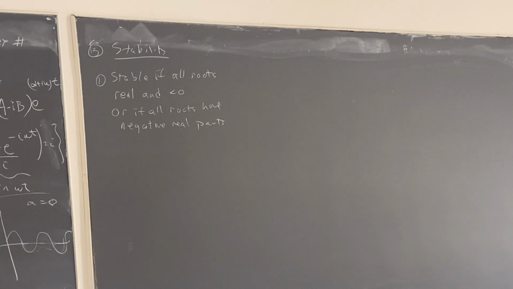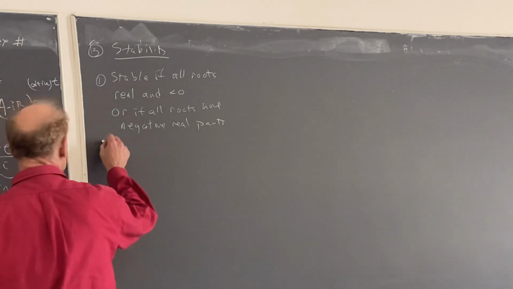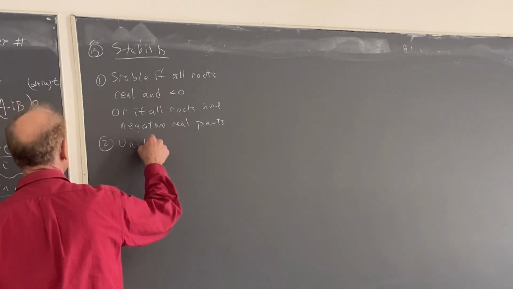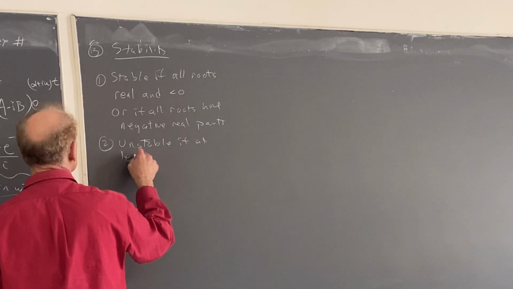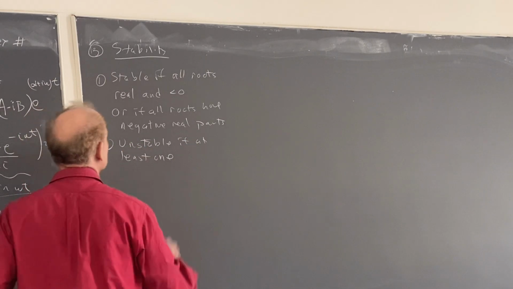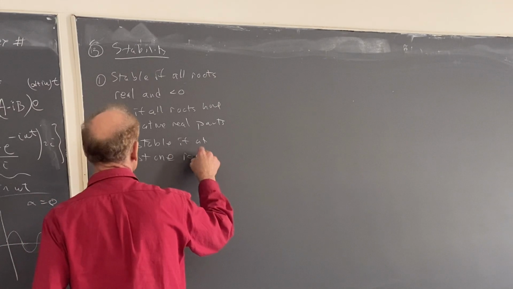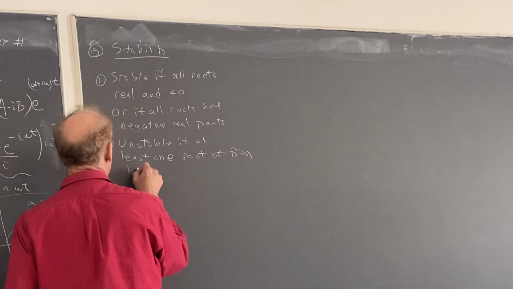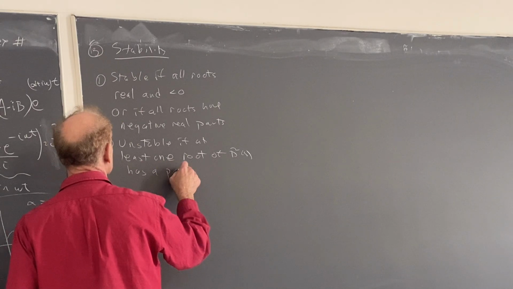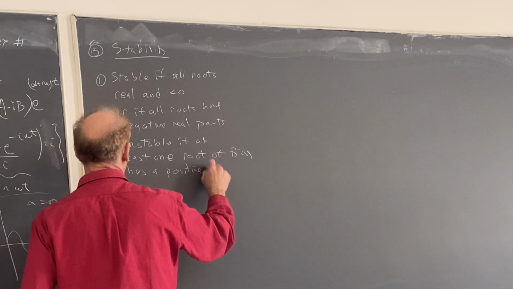The system is unstable, meaning it can blow up, if at least one root of d tilde of s has a positive real part.